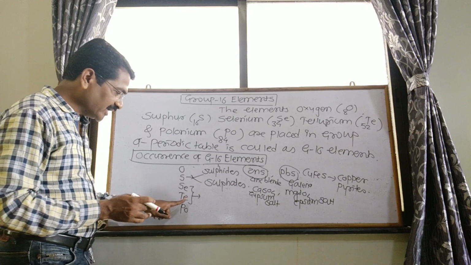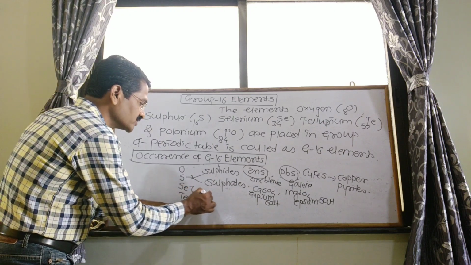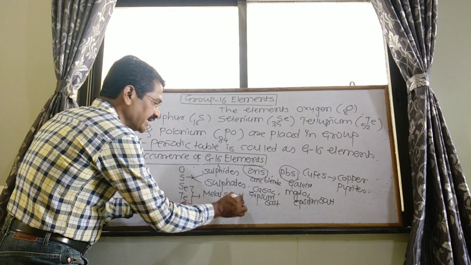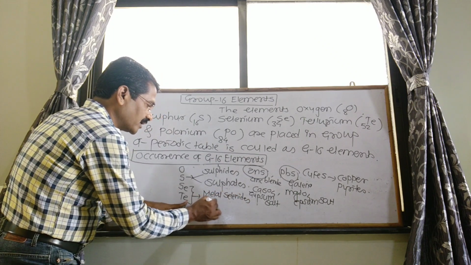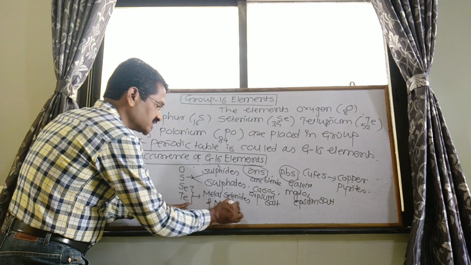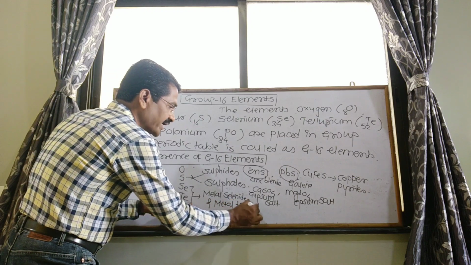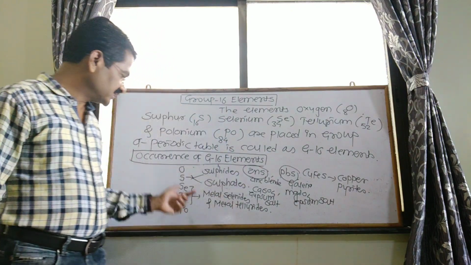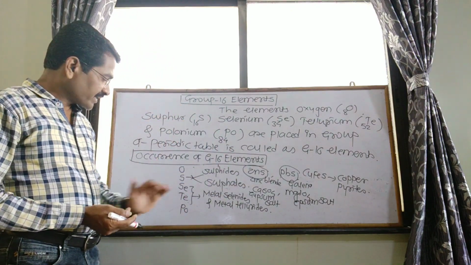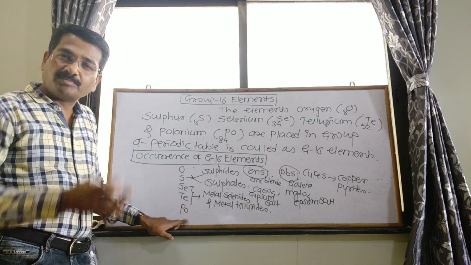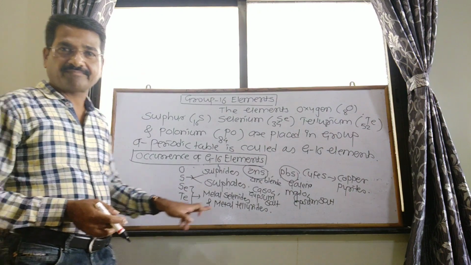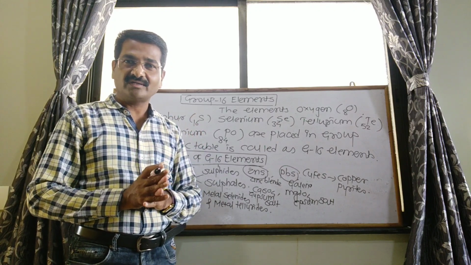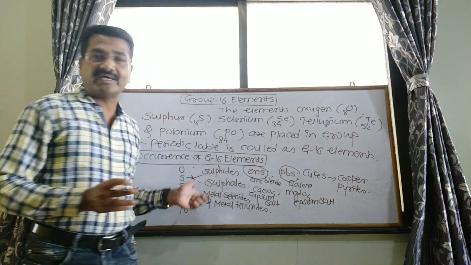Selenium and tellurium can occur in the forms of metal selenides and metal tellurides. So this is the occurrence of selenium and tellurium. And the last element of G16 is polonium. Polonium is the radioactive element.